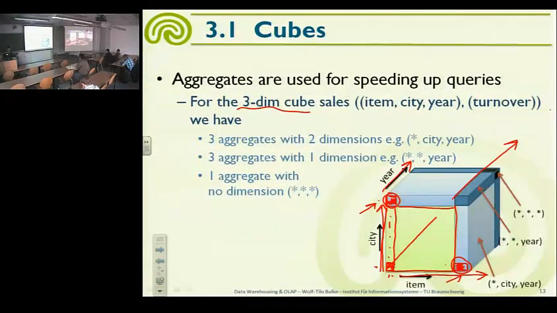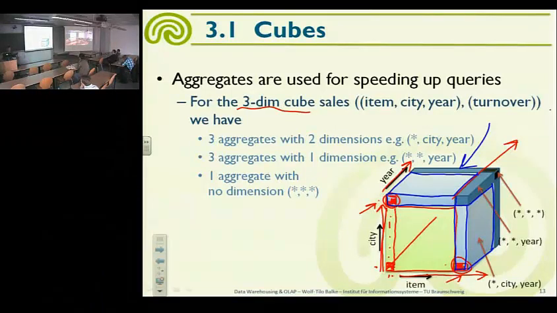So for instance, if we want to aggregate in terms of the items, so I want to find out all the items that were sold for a certain city and certain year. So these would basically be this part over here, this part over here, and then there will be another part in the back here, but I can't really move the cube and turn it around. But it will basically be these 3 slices.